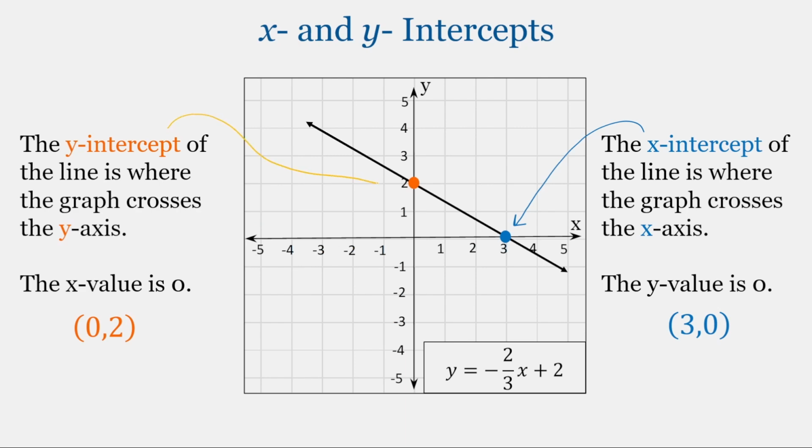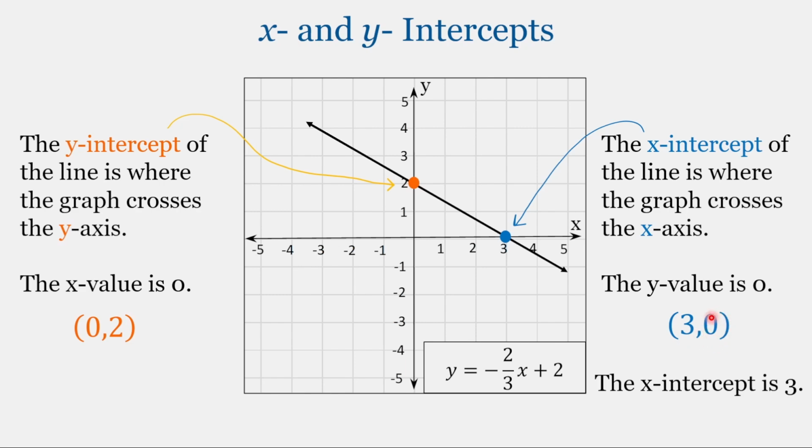The y-intercept of the line is where the graph crosses the y-axis. In this case, it crosses at 2, so the y-coordinate value will be 2, and the x value for all y-intercepts is 0. And we end up with the ordered pair 0, 2. Now for these two examples, the intercepts were written as ordered pairs. But you can also just say the x-intercept is 3. And that means the same as the ordered pair 3, 0.